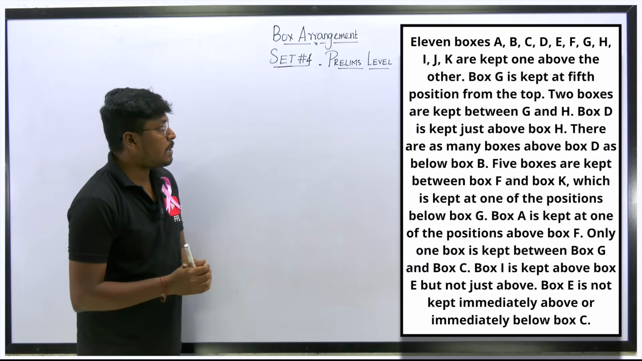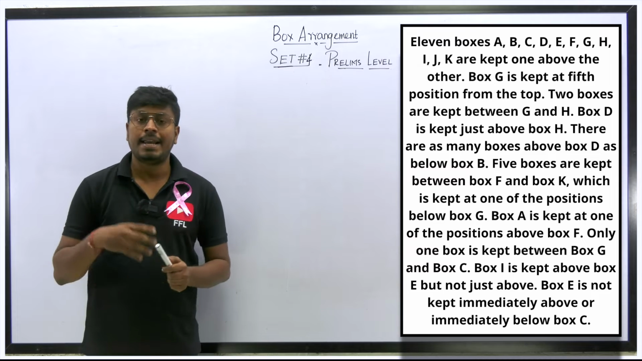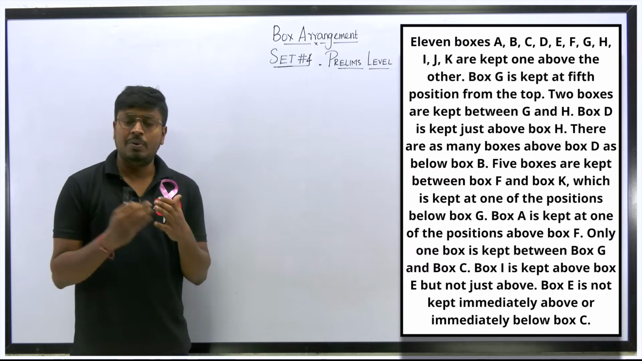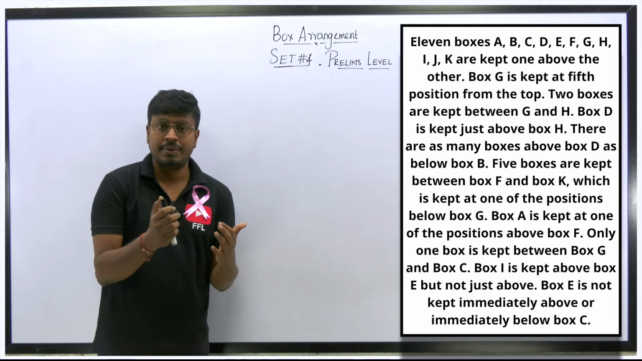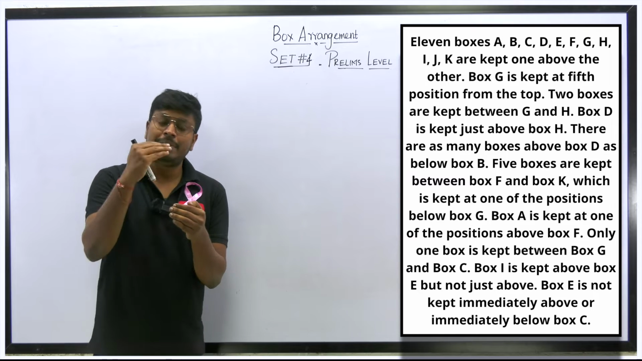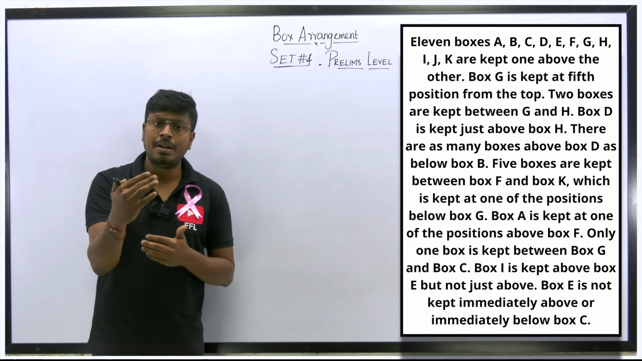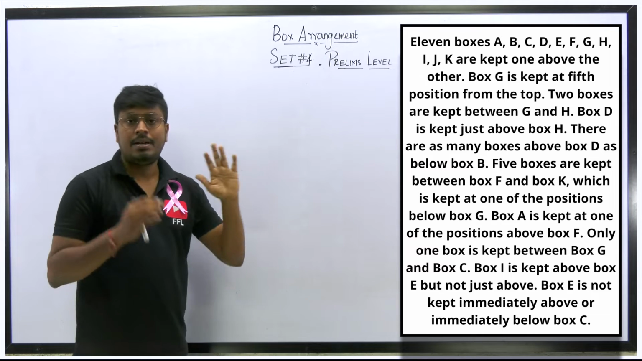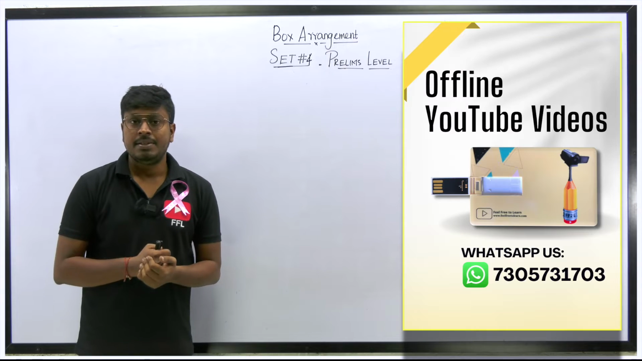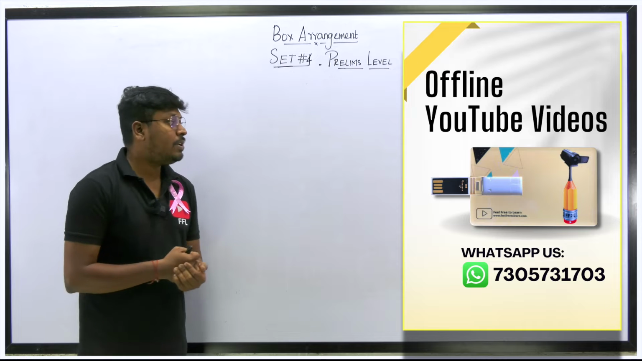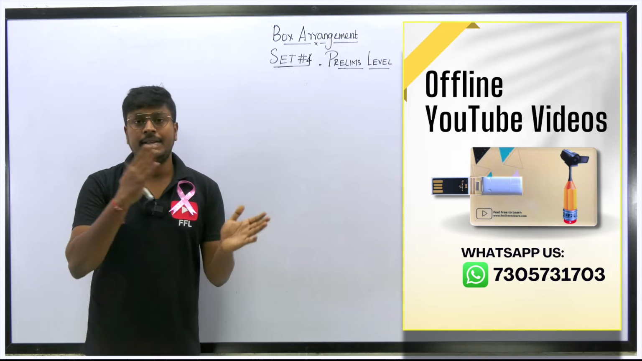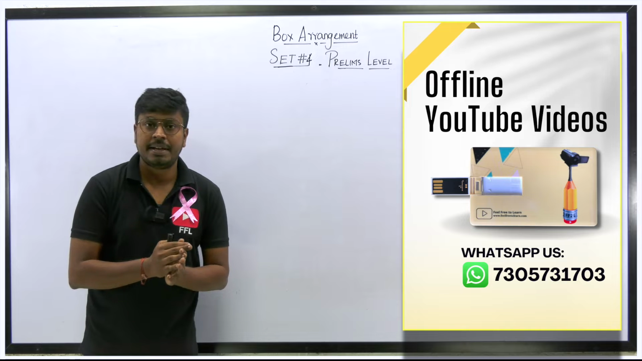In this lesson number 5 on the topic box arrangement, we are now going to solve set number 4. Don't forget to watch all my previous sets, starting from lesson number 1, the introduction, and then the 3 sets of box arrangement puzzles we have solved previously. If you watch all those videos, then definitely you will know how to solve the question. You have to draw the possible diagrams and then eliminate them according to the given points.